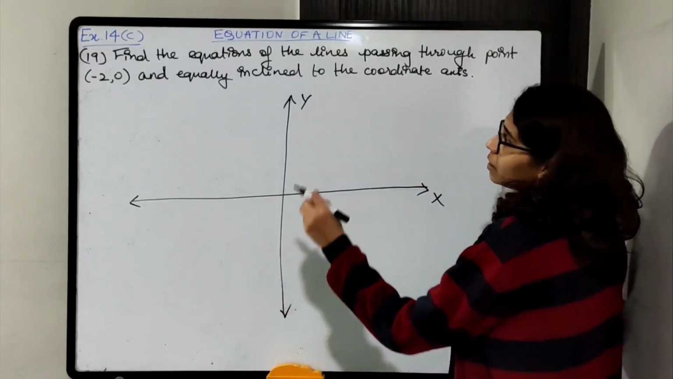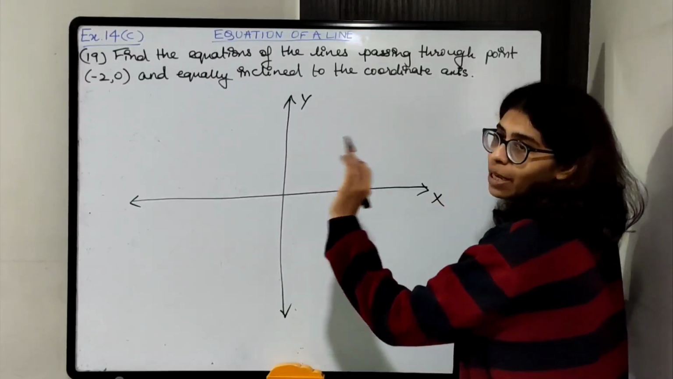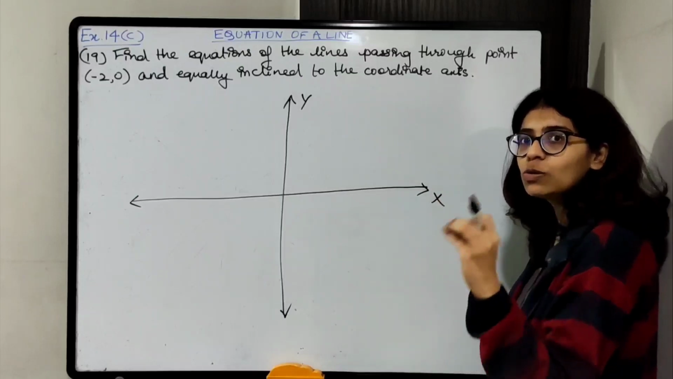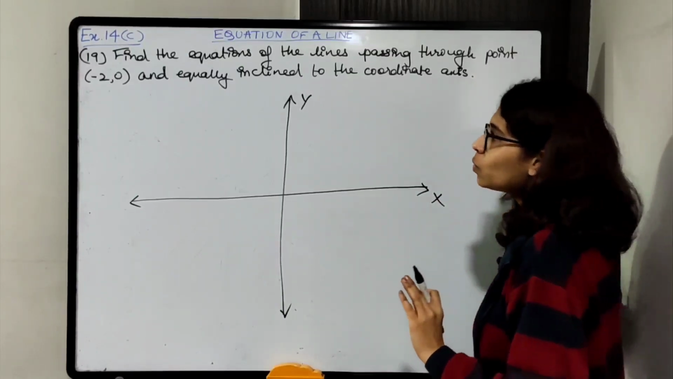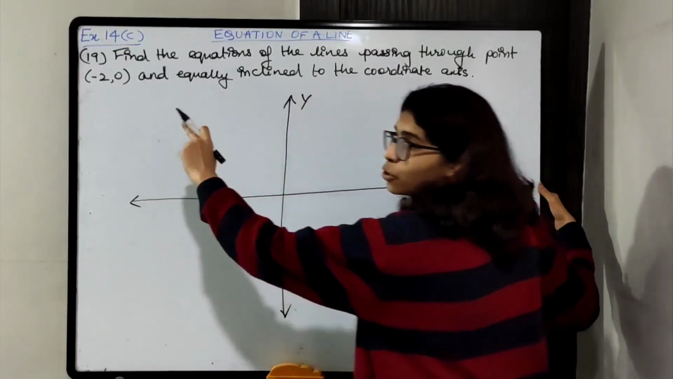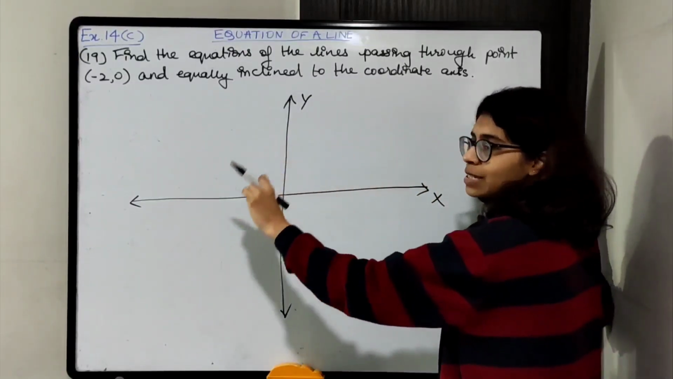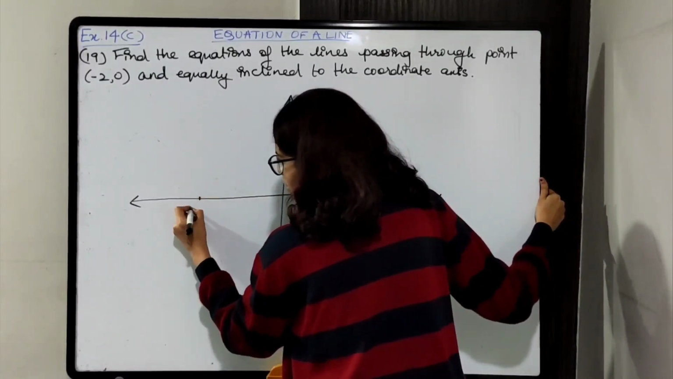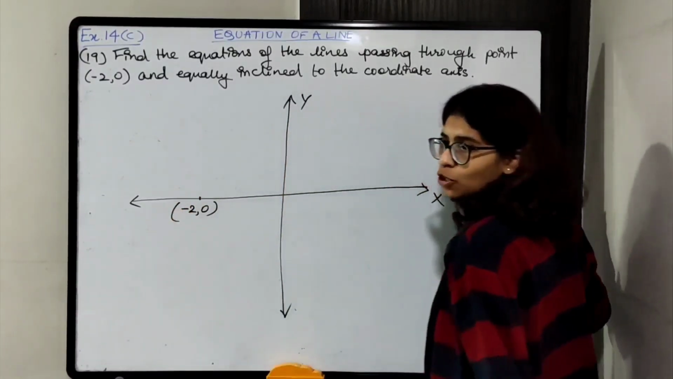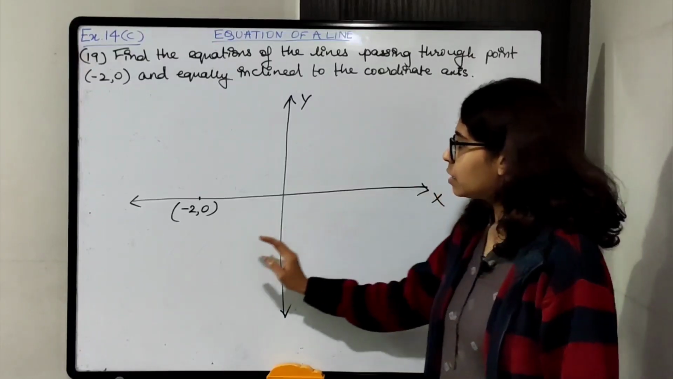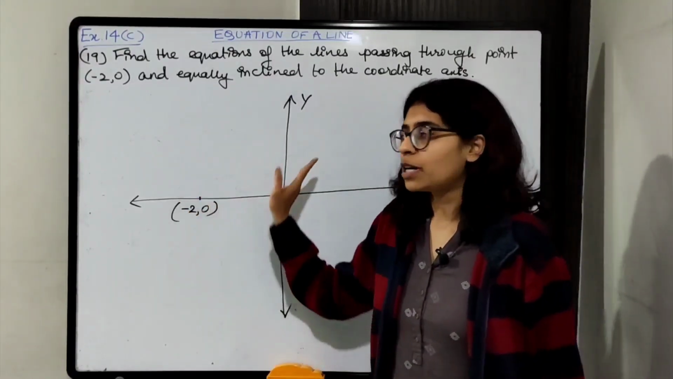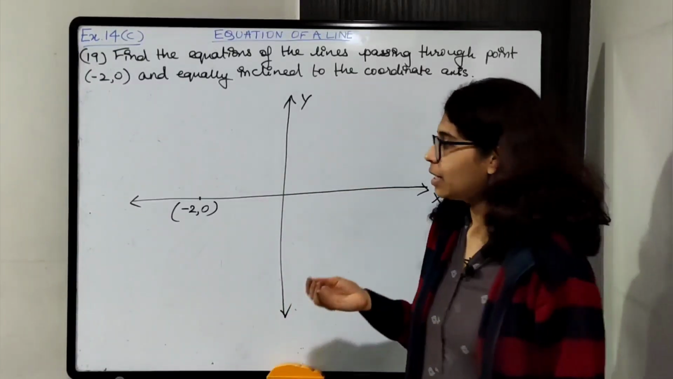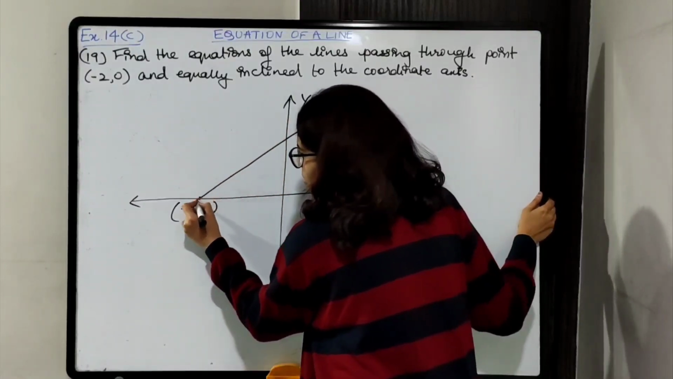So the equations of the lines passing through the point minus 2 comma 0. There is a point minus 2 comma 0 through which these two lines are passing. Now minus 2 comma 0 bola hai, so this point will be lying on the x axis because the y coordinate is 0, and it is the negative x axis because it is minus 2. Now there are two lines which are passing through this point and they are making an angle of 45 degrees each. Ek line hai jo aise ja raha hai.